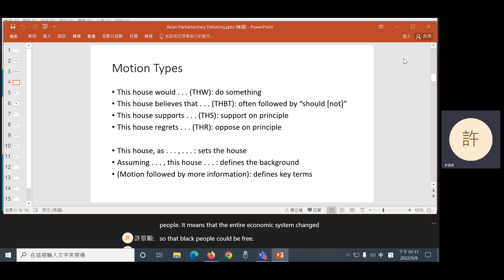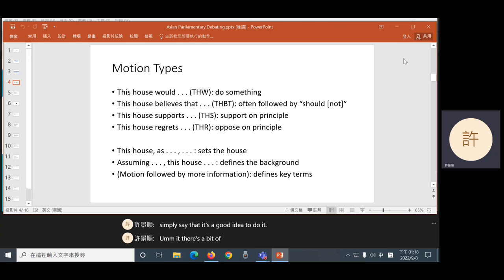So the first kind of motion, this house would, wants the government to do something. And the opposition therefore has to reply that we should not do this thing. The second kind of motion is called this house believes that. This is the most common type of motion. Usually it is also about doing something. But there's a little bit of space to let the government decide whether they actually want to do it or whether they will simply say that it's a good idea to do it.